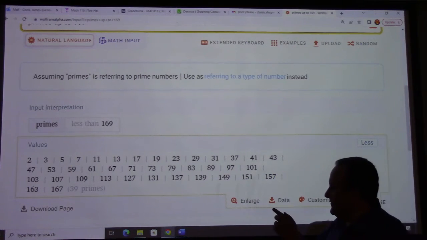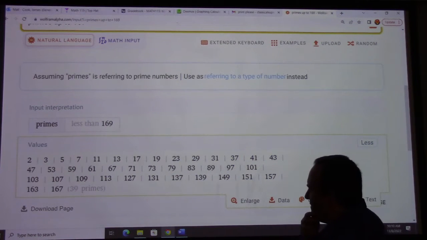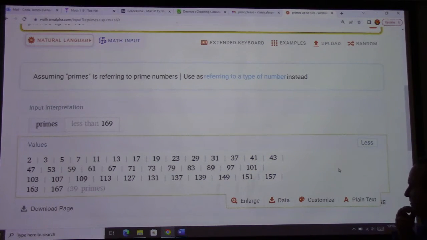2, 3, 5, 7, 11, 13, 17, 19, 23, 29, 31, 37, 41, 43, 47, 53, 59, 61, 67, 71, 73, 79, 83, 89, 97, 101, 103, 107, 109, 113, 127, 131, 137, 139, 149, 151, 157, 163, and 167. There are 39 primes. Is that what we got? 1, 2, 3, 4, 5, 6, 7, 8, 9, 10, up to 39. It said 39, right? Okay, phew.